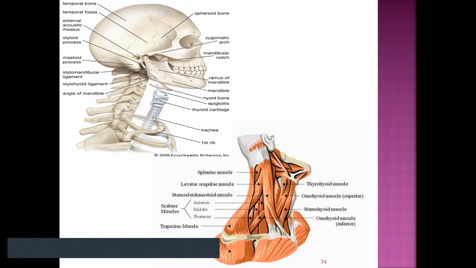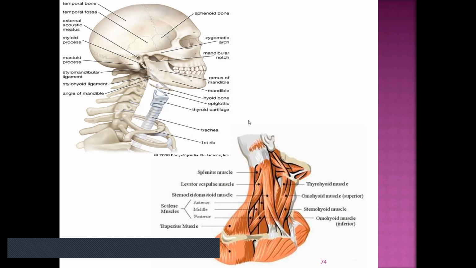Now, the trachea connects the thyroid cartilage, and below your trachea is your first rib. Okay, the stylomandibular ligament is found near the mastoid process, and then the stylohyoid ligament connects the mandible and your hyoid bone. Okay, and basically this one is the angle of your mandible.